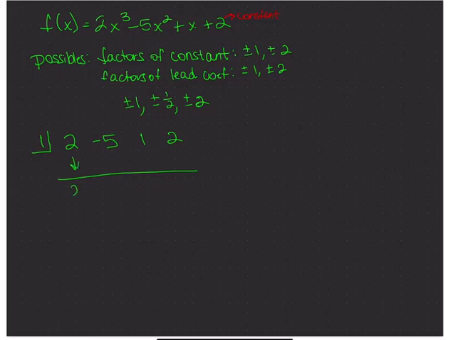First thing we do is drop down our 2. 1 times 2 is 2. Negative 5 plus 2 is going to give us negative 3. 1 times negative 3 is negative 3. 1 minus 3 is going to give us negative 2. 1 times negative 2 is going to give us negative 2, which is going to give us 0. And that's what we want to see, right? We want to see that we get that remainder of 0 because that means that it is a factor, right?